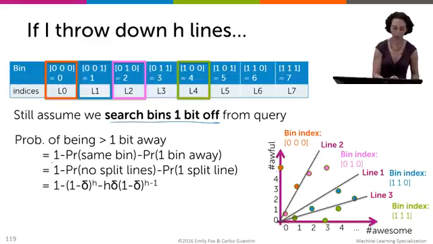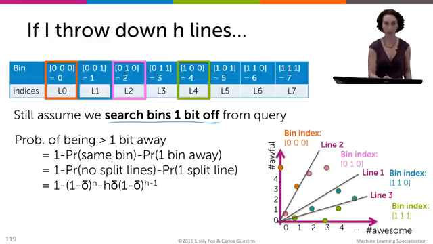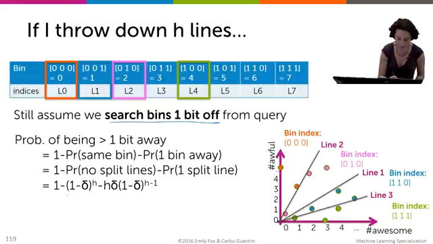Okay, so this is equal to 1 minus the probability that the points fall into the same bin, because then we would have found them, minus the probability that they're more than this 1 bin away search that we're doing. Okay, and so this is equivalent to saying it's 1 minus the probability that there were no splits, so no line split our query and its nearest neighbor, minus the probability that there was exactly 1 line that split the 2 points.